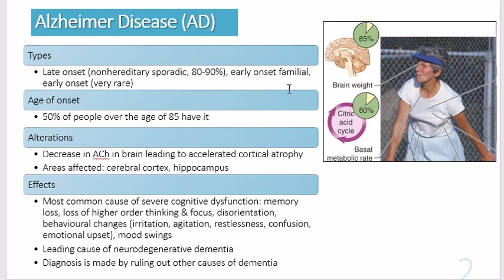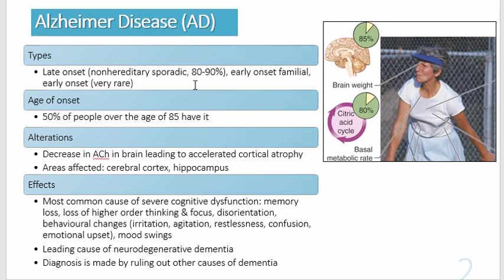Now, when we look at the diagram on the right, specifically here, we can see that in a normal, healthy older adult, there is a normal brain weight reduction of 15%. So an older, healthy adult will have 85% of the brain weight that they used to have. Atrophy of the brain is a very common function of age.